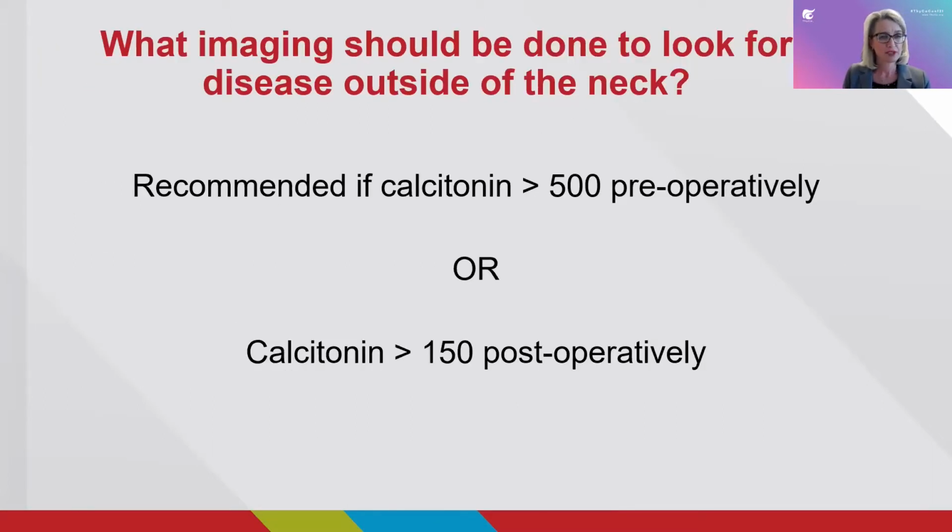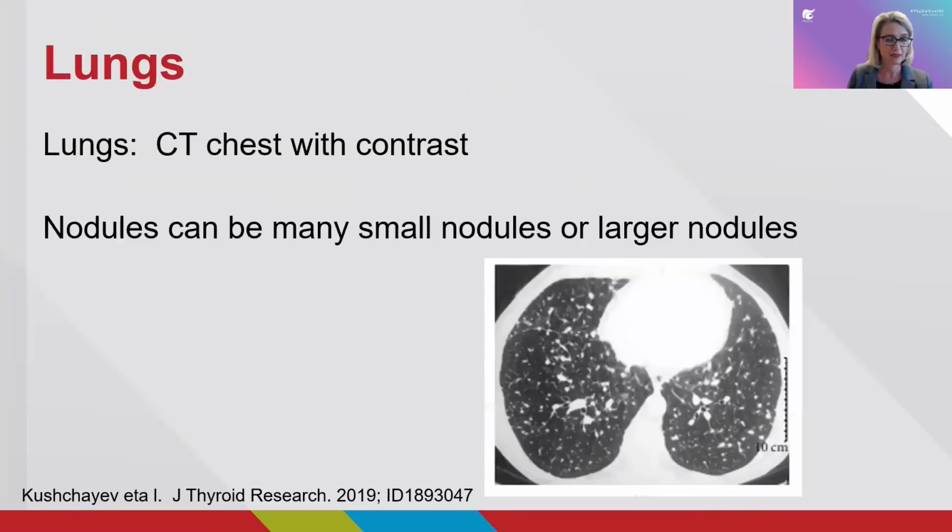So what other imaging needs to be done to look for disease outside of the neck? And when should you do it? Basically, preoperatively, if the calcitonin is over 500, you might have already had this imaging done because your doctor may have wanted to make sure that there weren't distant metastases outside of the neck before they even did the first surgery. But postoperatively, that 150 is the number that we usually look at as the trigger to look for metastases outside of the neck imaging area. So how do we do that?